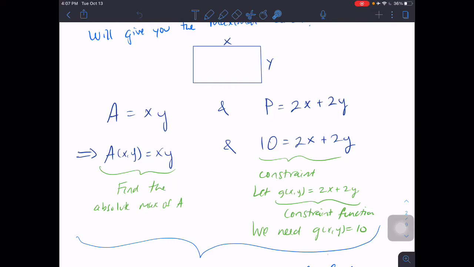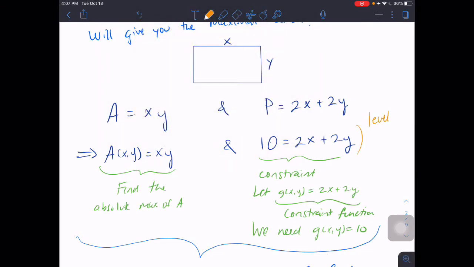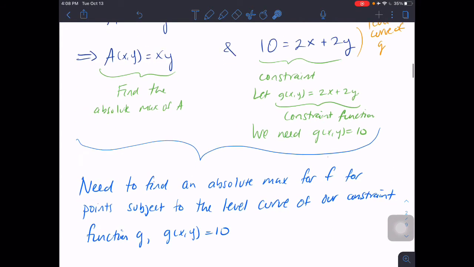This equation, by defining g this way, now has a new meaning. It's now considered to be the level curve of g, such that any 2 points you plug in here will have to output 10. Okay? Which is exactly what we've been saying earlier, that any x and y values that you use need to satisfy the perimeter equaling 10. So this is saying the same thing, but in a different way now with functions of two variables. Okay? So what we're trying to do is find an absolute max for my function.